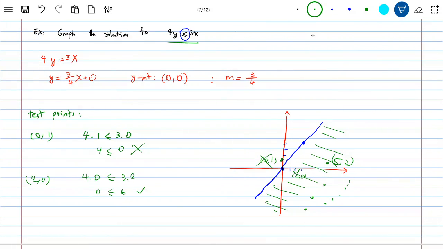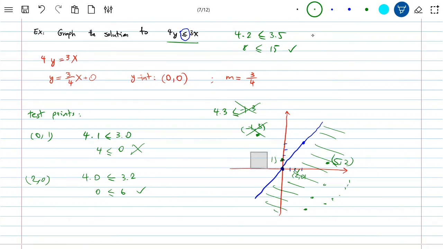Try 5 and 2. 4 times 2, is it less than or equal to 3 times 5? 4 times 2 is 8. Is it less than or equal to 15? Yes, it is. 5 and 2 works. But on the other side, if you pick a number here on the left side, something like -1 and 3, it doesn't satisfy the equation. 4 times 3 is not less than or equal to -1 times 3. This is not true. It doesn't work, right?